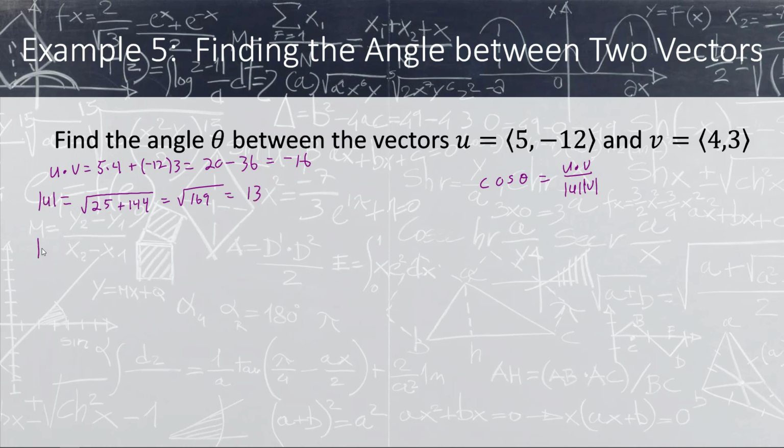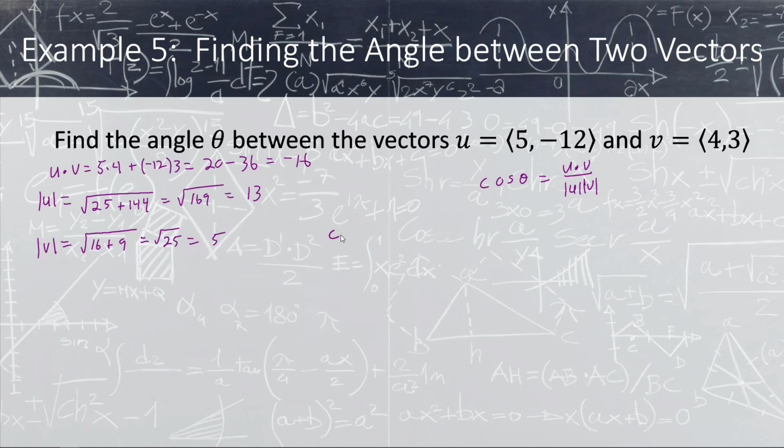Okay, and then the magnitude of v, that's going to be equal to the square root of the square of the first component. The first component is 4. 4 squared is 16. Plus the square of the second component. The second component is 3. 3 squared is 9. That becomes the square root of 25, and that is equal to 5.